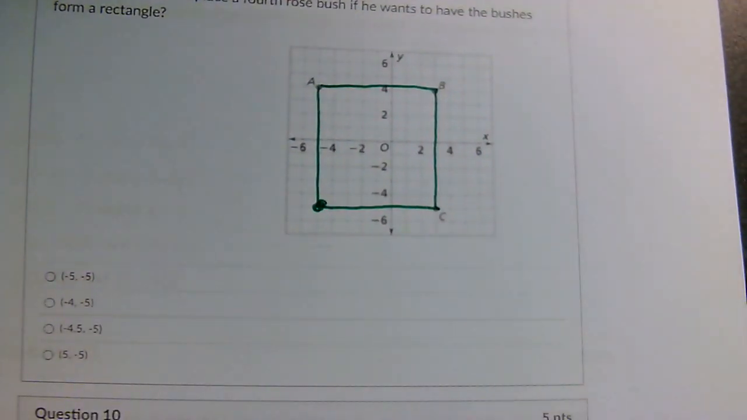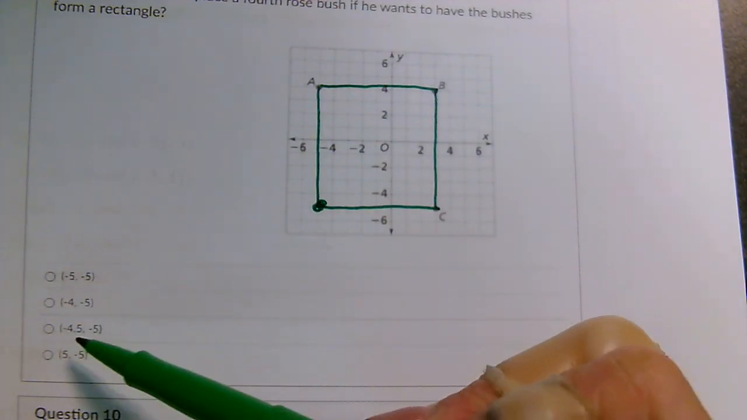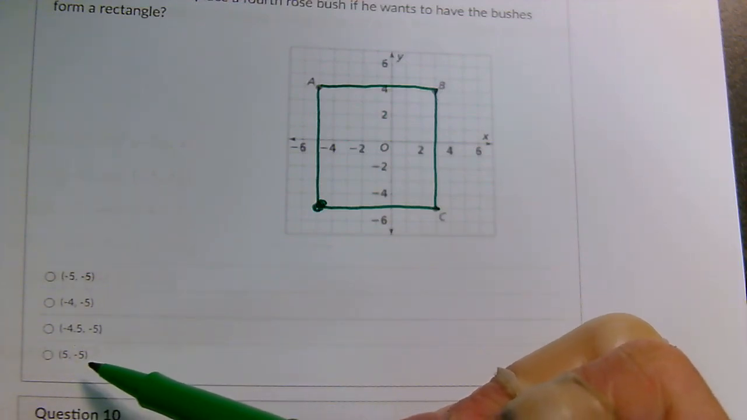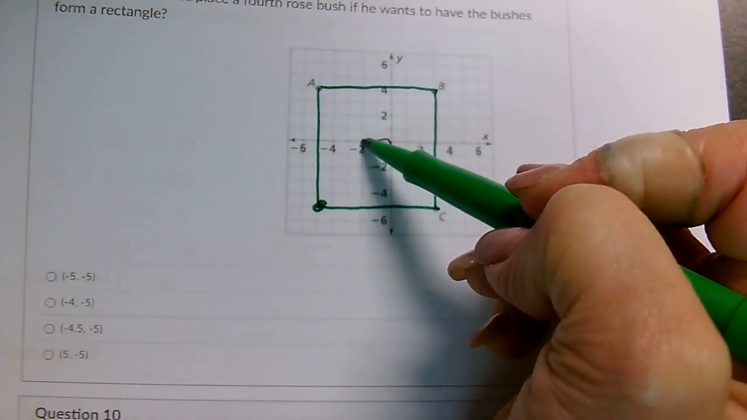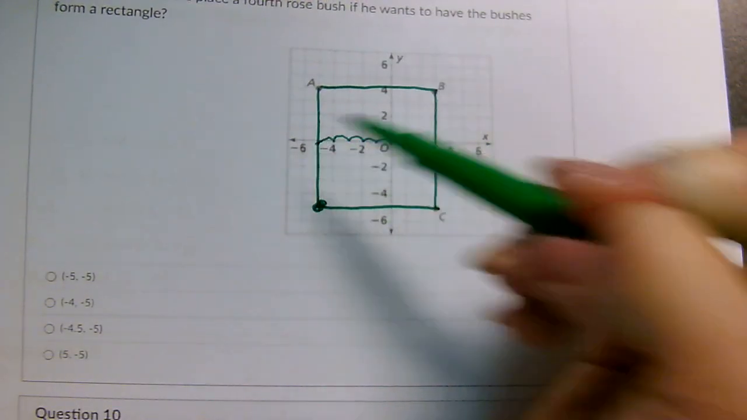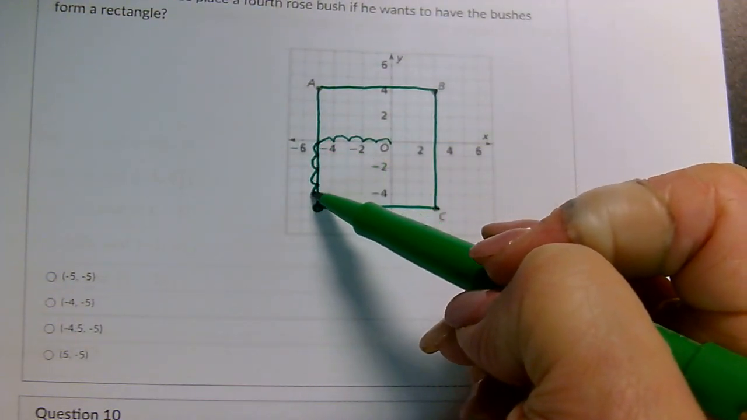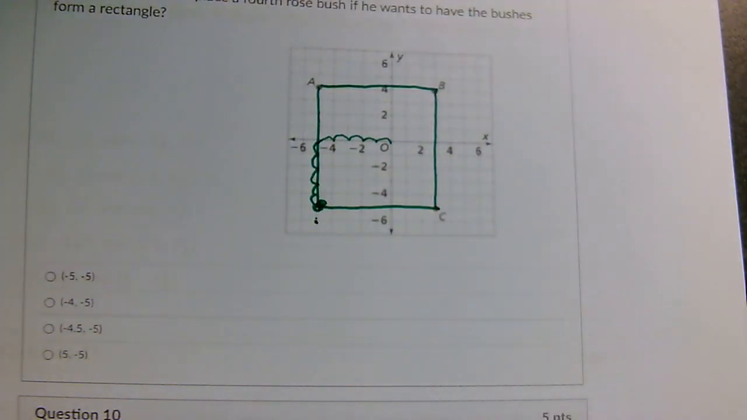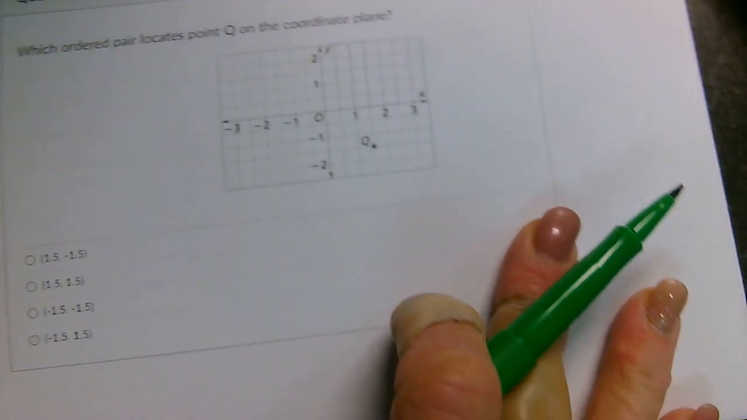So you have (-5, 5), (-4, -5), (-4.5, -5), and (5, -5). Now these count off, it looks like by ones. So you go left and you go down to find the value of this one right here. Moving on to question 10. Which ordered pair locates Q on the coordinate plane?